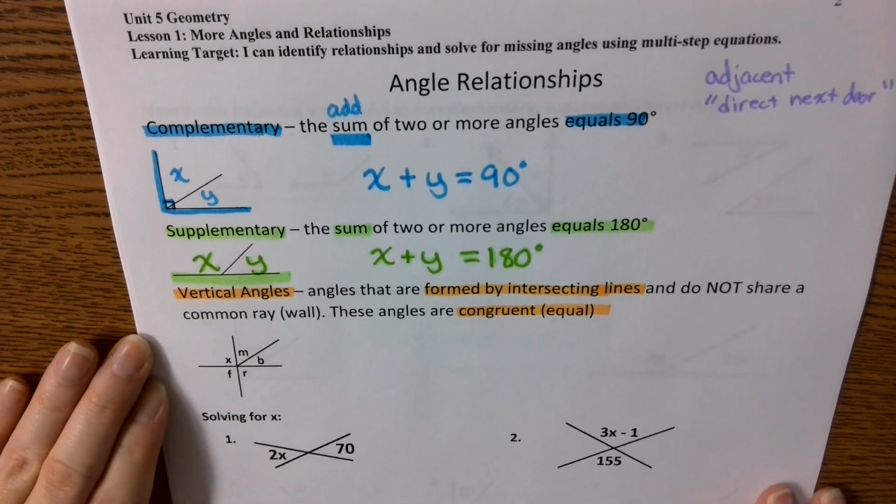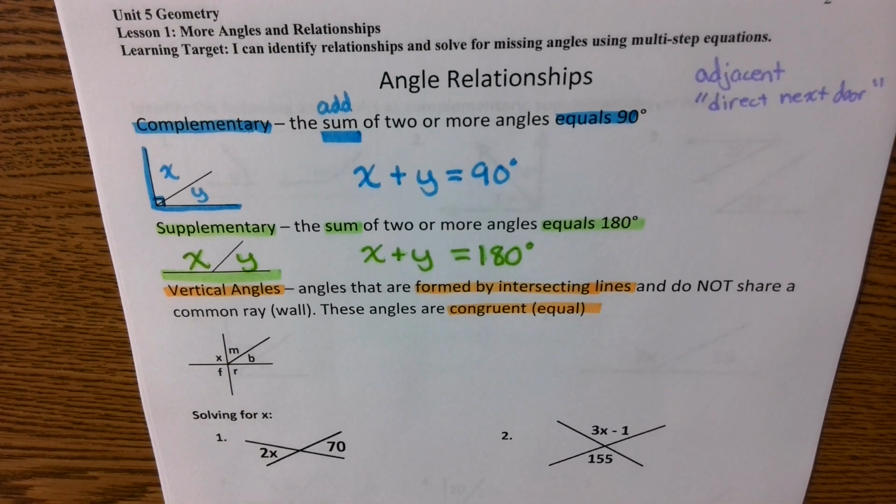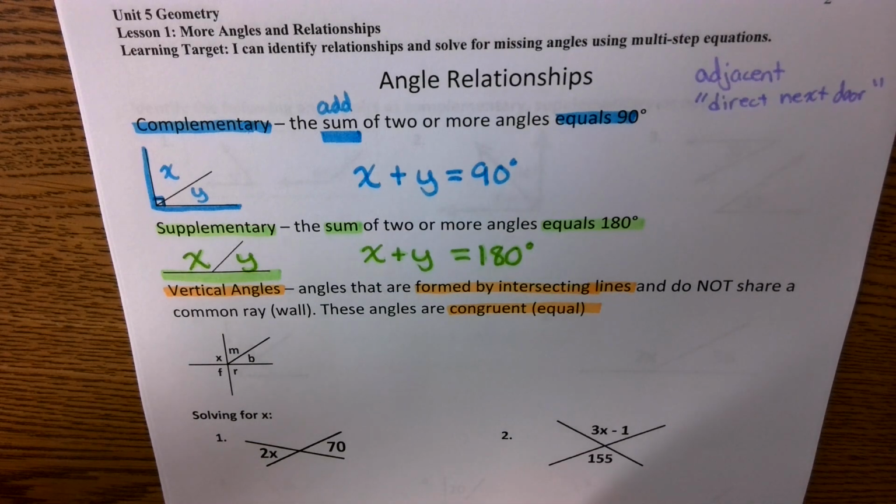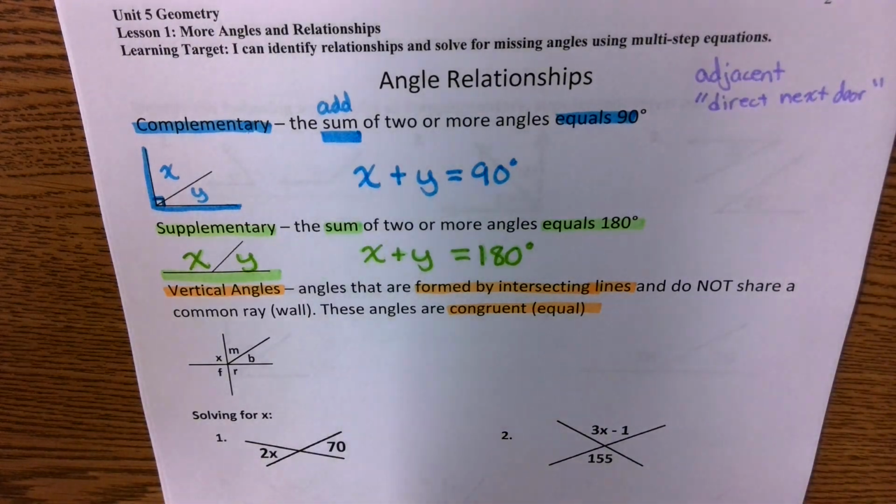Then you've got vertical angles. When you're living in a home, you might have a neighbor who's right across the street from you. But you can only have one person who's directly across the street from you. If they're slightly to the side, they're not directly across the street. They'd be slightly to the left or slightly to the right across from you.